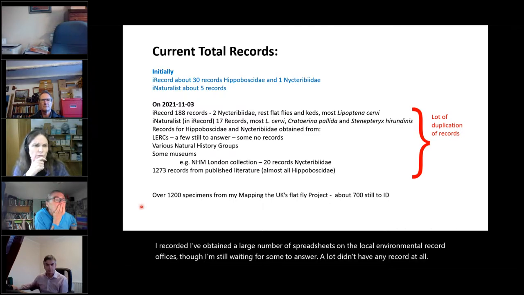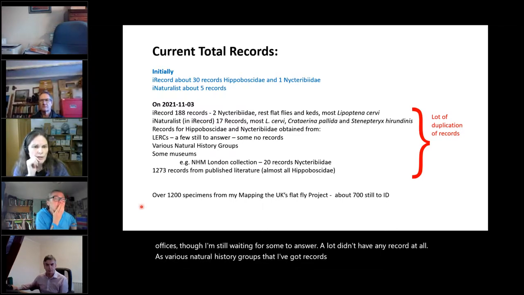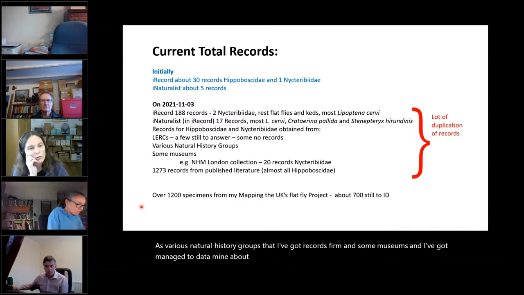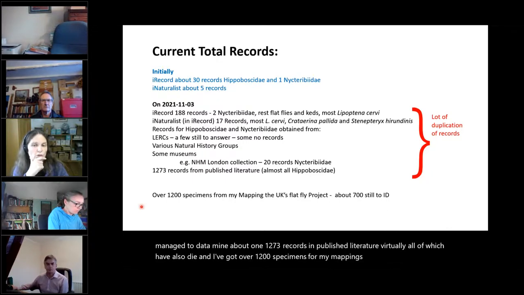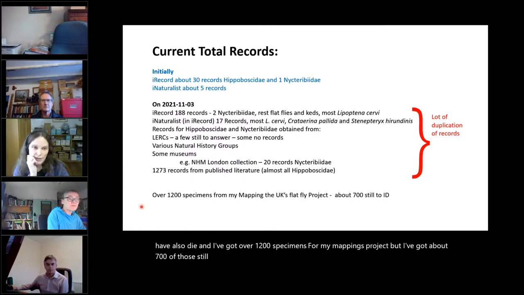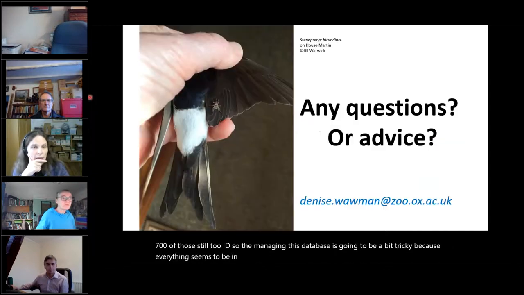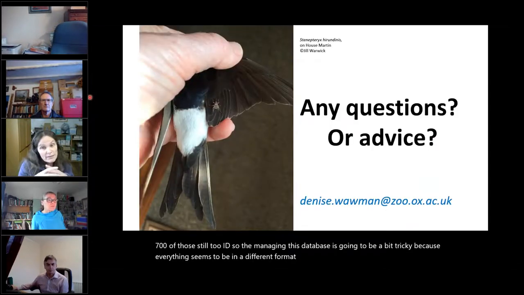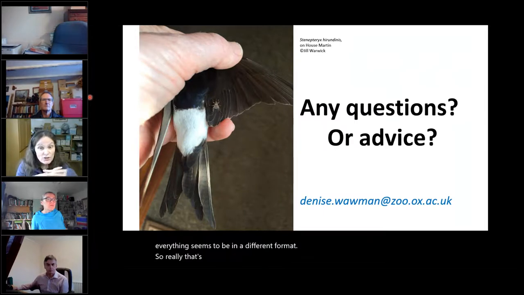There are various natural history groups that I've got records from, and some museums. And I've managed to data mine about 1,273 records from published literature, virtually all of which are Hippoboscidae. And I've got over 1,200 specimens for my mapping project. I've got about 700 of those still to ID. Managing this database is going to be a bit tricky because everything seems to be in a different format. So really, that's about all I've got to say. Any questions or, more importantly, any advice to someone starting up a new scheme?